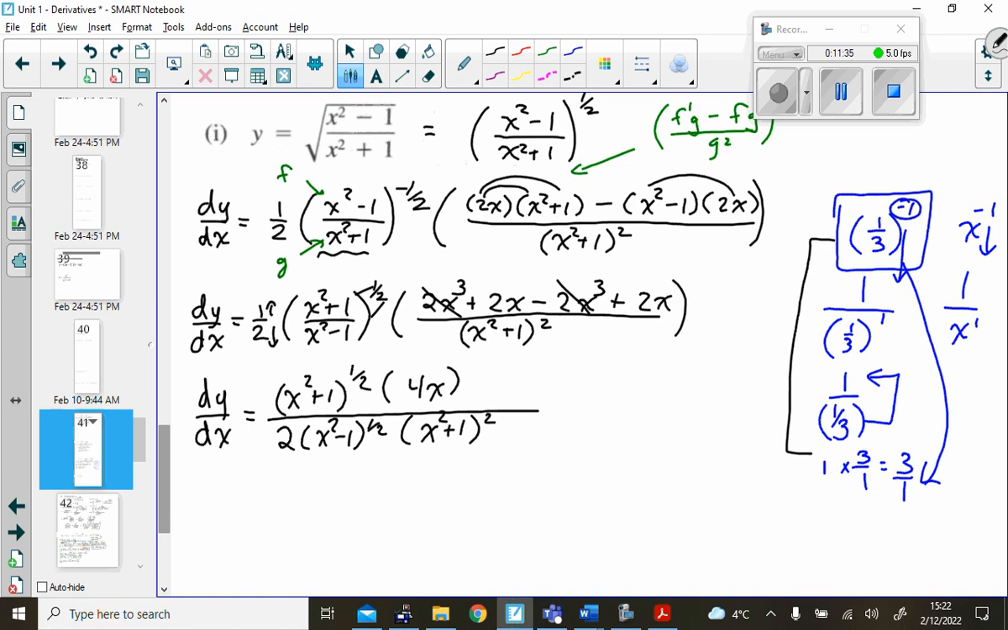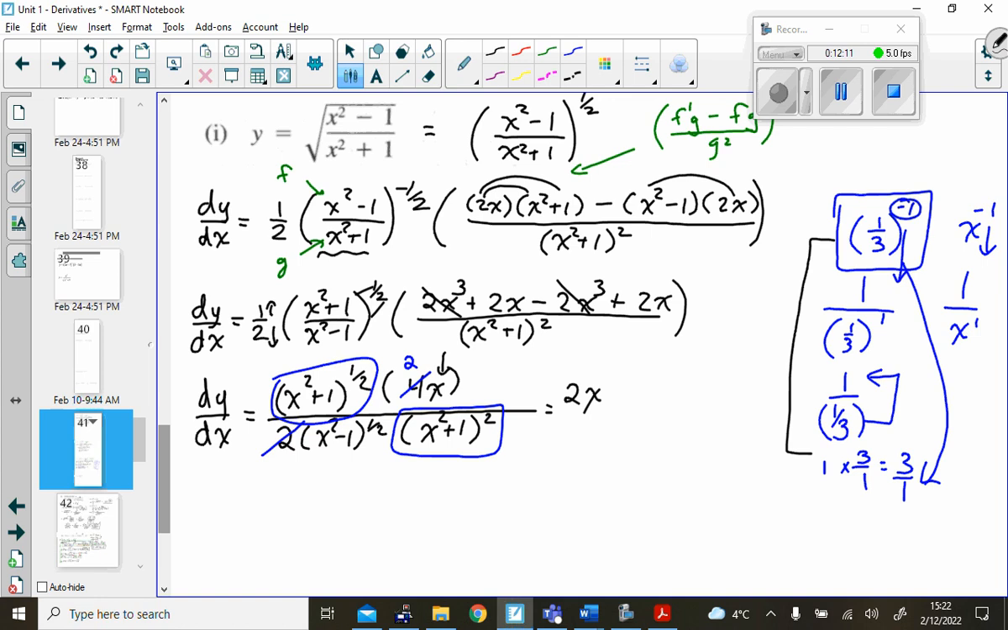Okay, so now there's a couple of things that could cancel. The x squared plus 1 on top and some of the x squared plus 1's on the bottom, I'm going to group them together. I also see a 2 here, and part of that 4 is going to cancel and leave a 2. All right, so then in my bracket, I'm going to have this x out front right here. So I'm going to have a 2x.